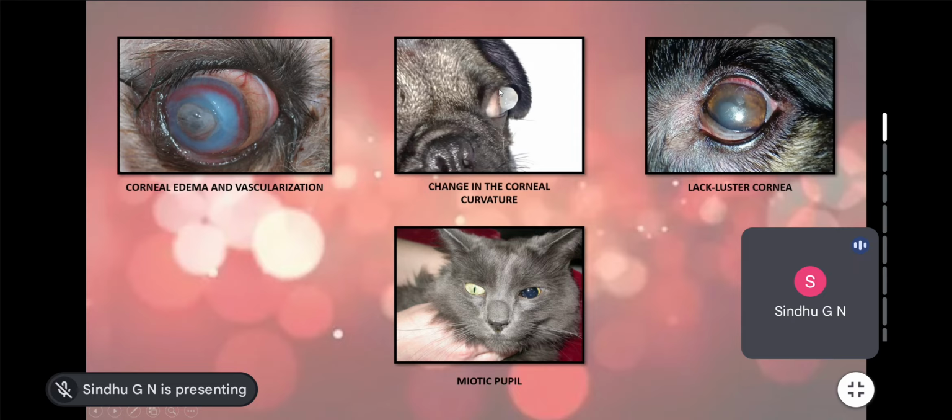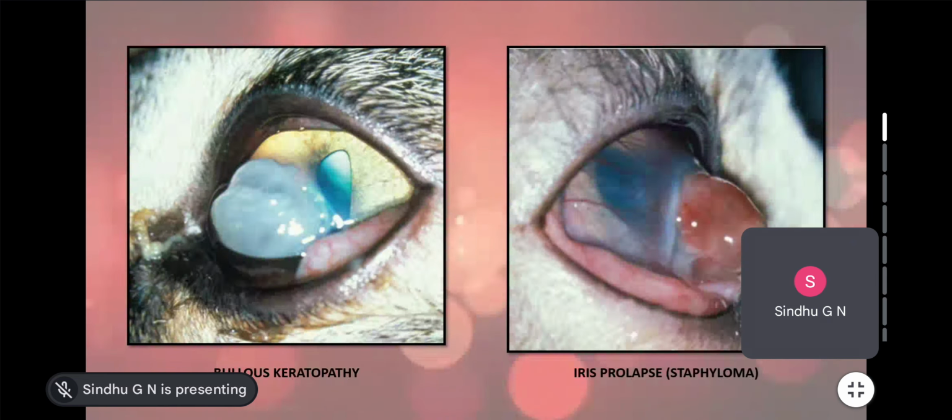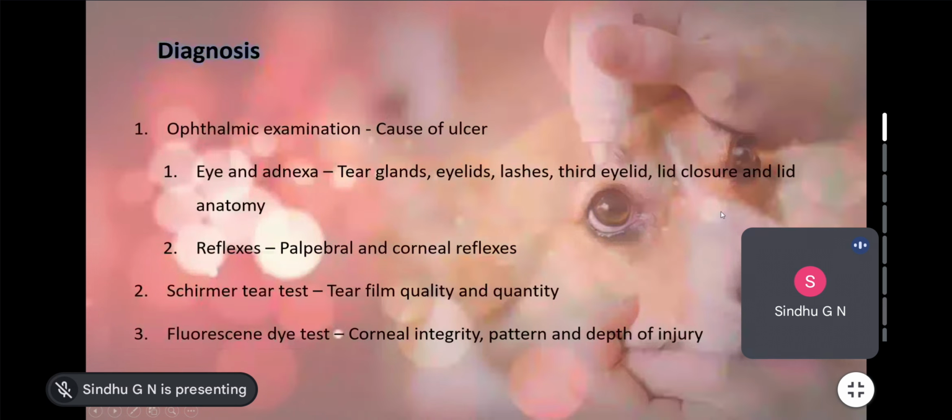Then lackluster cornea, again same as that of KCS. You won't see that shiny glistening corneal surface in this. Then miotic pupil. Miosis is basically because of pain. Pupil will be constricted. This one is a bullous keratopathy where the curvature is affected. Then here there is an iris prolapse or staphyloma. So iris has come out through the perforating ulcer.